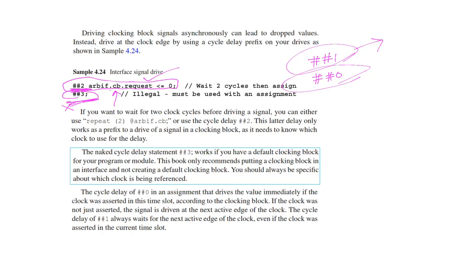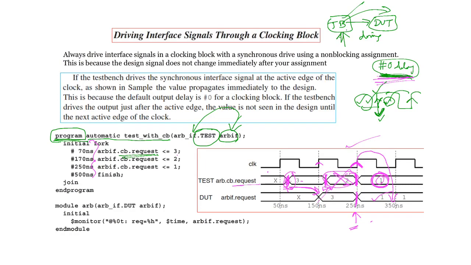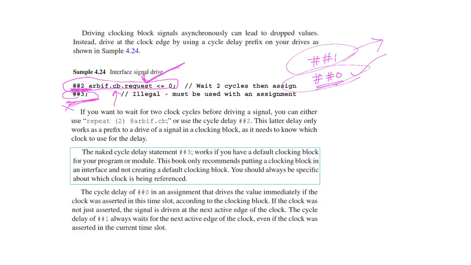But whenever you are writing hash 0, that happens within no time. Okay, within no time it will be applied, it drives the value immediately. If a signal is asserted on the positive edge, and you are specifying hash 0, it will be applied to the DUT with no delay. Okay, this is how you have to specify. The previous way of specifying is called the asynchronous way, whereas this is called the proper way.